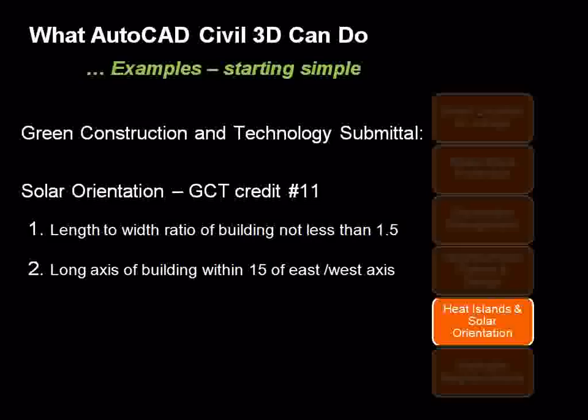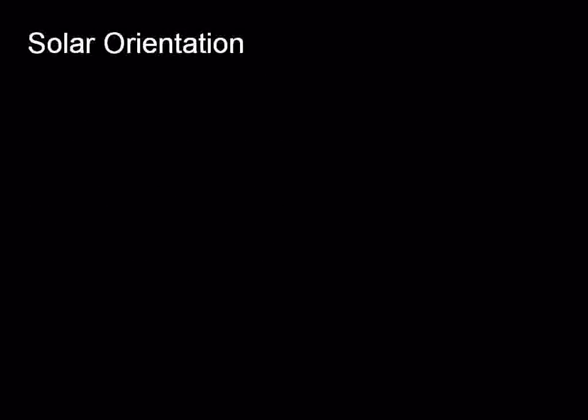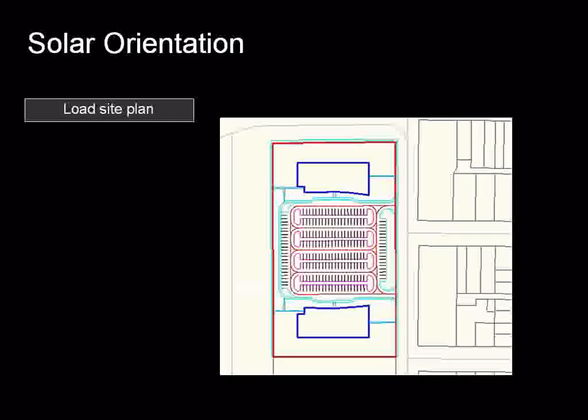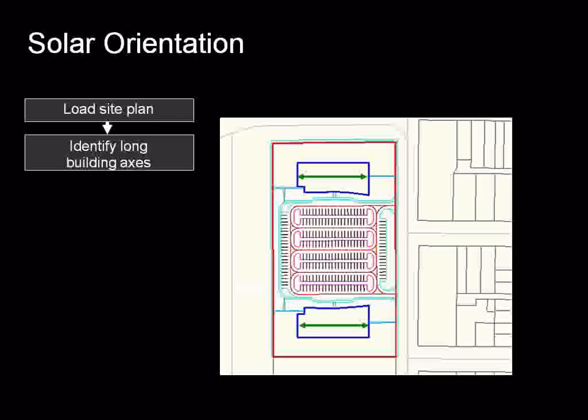Additionally, it stipulates that the long axis of our building must be within 15 degrees of a line that runs due east and west. The essence of these requirements is to ensure a larger solar exposure and expanded opportunities for solar heating and power. First, I load the site plan and the base map information.